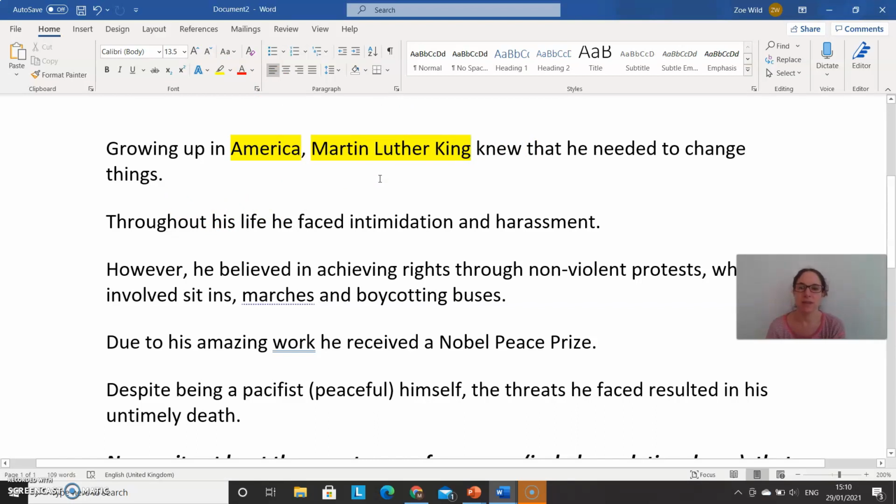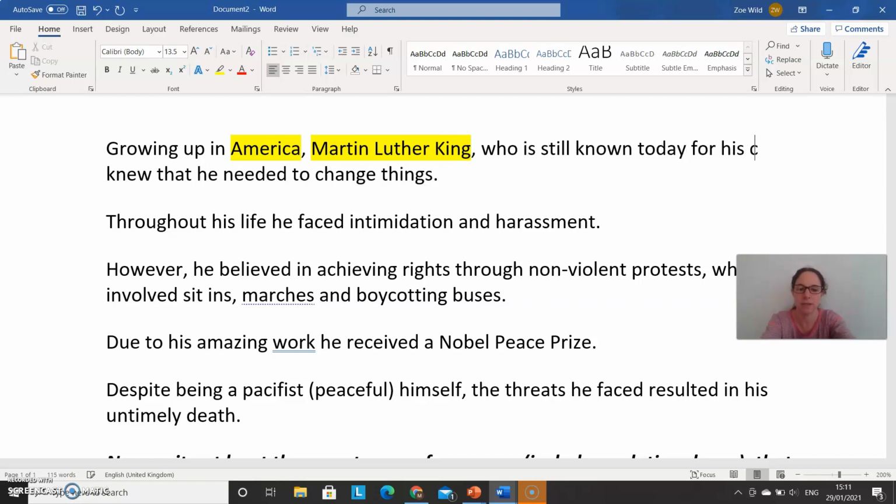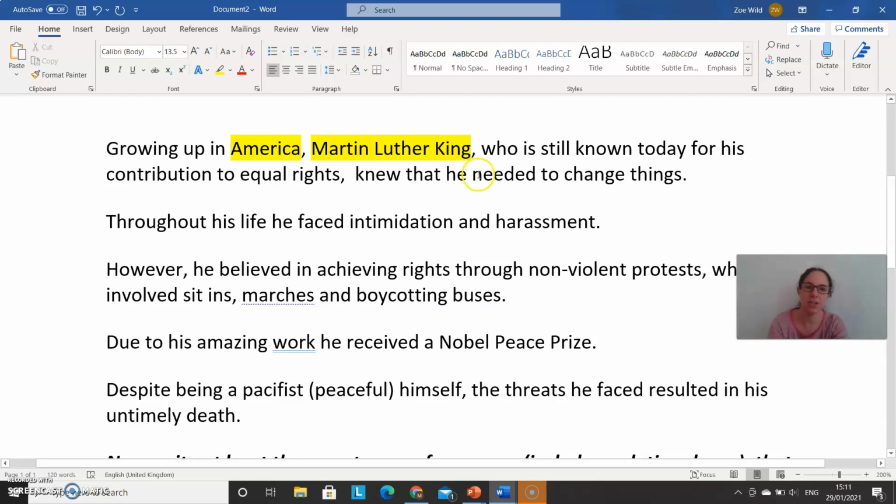I think I'm going to say, I don't think I need to say much about America. I'm going to talk about Martin Luther King. Growing up in America, Martin Luther King, and I'm going to need who, not which, because he's a person. So Martin Luther King, who is still known today for his contribution to equal rights, comma, after my relative clause, knew that he needed to change things.